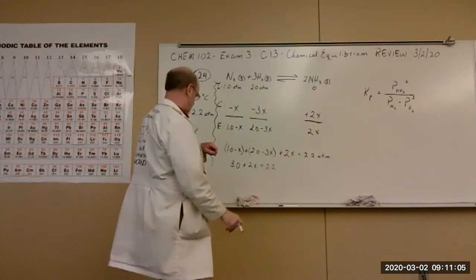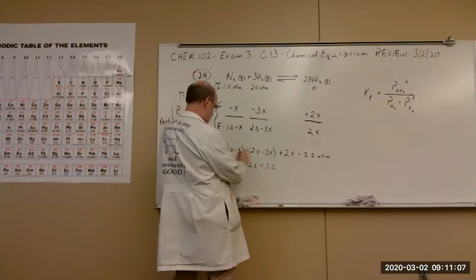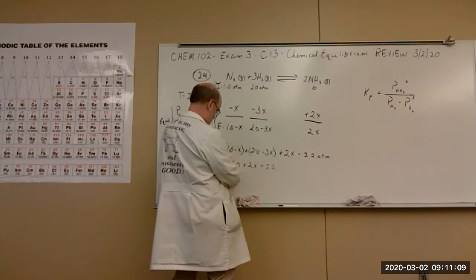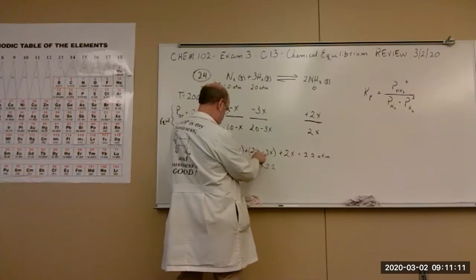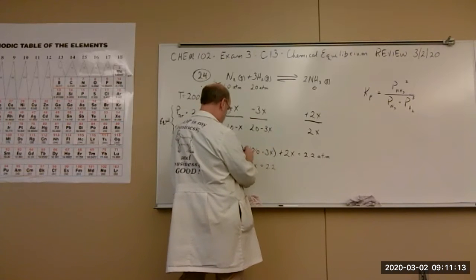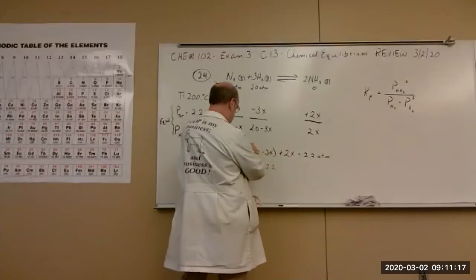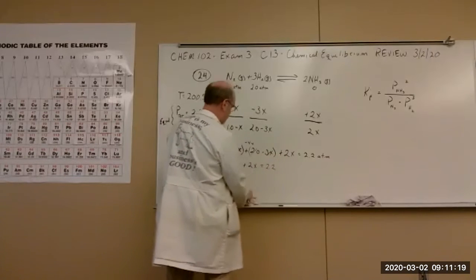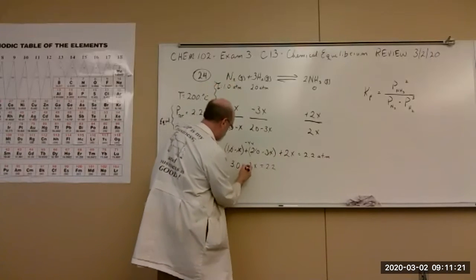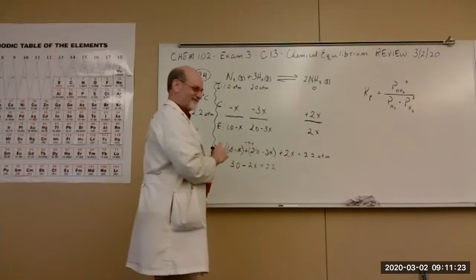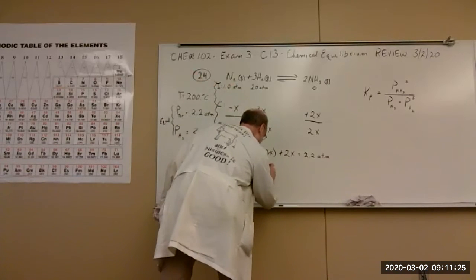Are we good? 1 plus 2 is 3. Got that one. Minus x minus 3x is minus 4x. And then minus 4x and 2x, negative, wasn't it? Yes, it would. There we go. Okay, I was confused there for a second.